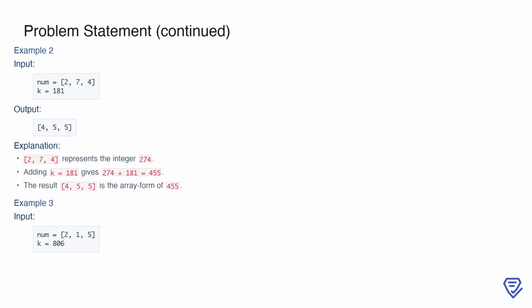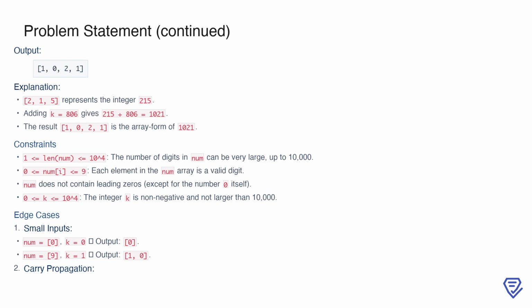In yet another example, when number is 2, 1, 5, representing the integer 215, and k is 806, we perform the addition 215 plus 806. Let's now see what the result of this operation looks like. The output for the previous example is 1, 0, 2, 1. This is because 215 plus 806 equals 1021, and the array 1, 0, 2, 1 is the array form representation of the integer 1021.